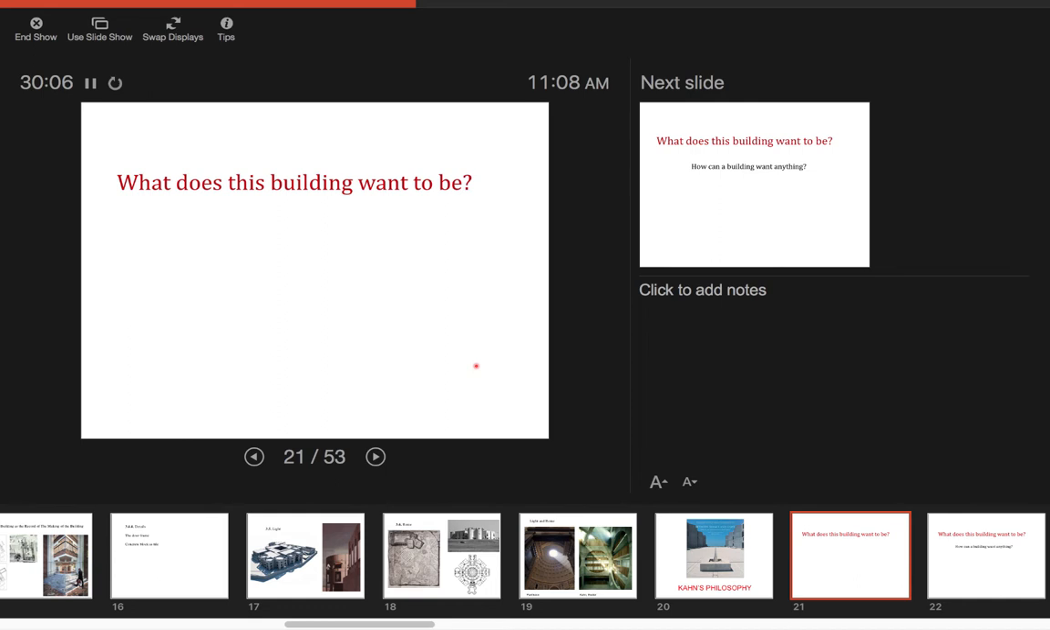What does this building want to be? There are immediately two things wrong with this statement. Anybody see something wrong with this?